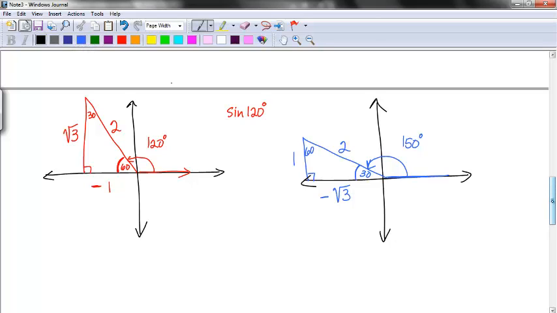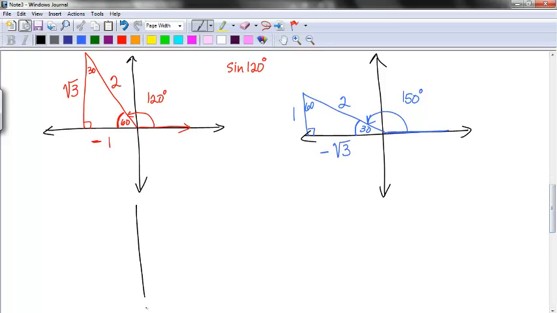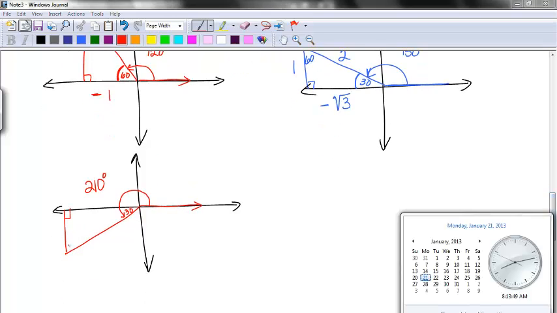Okay, now let's go into quadrant 3. Let's go 210. Okay, so if I go 210, I start on the positive side of the x-axis. I go 180, and how much more? 30. Okay. Perpendicular goes back to the x-axis. Okay, so this is 30. So this is the picture for 210. So that makes this 60.